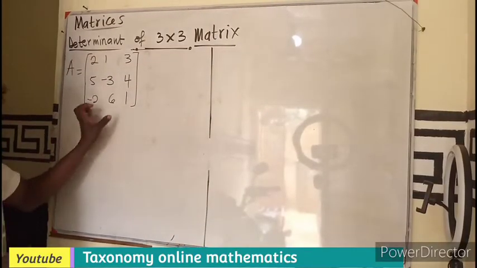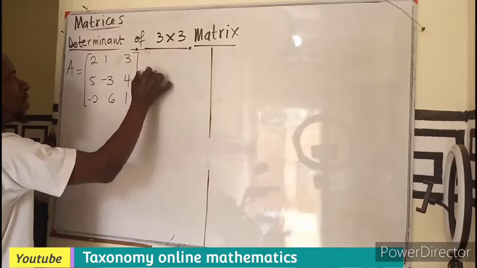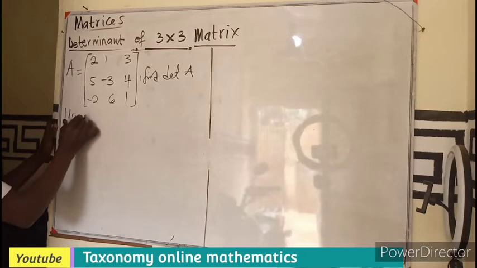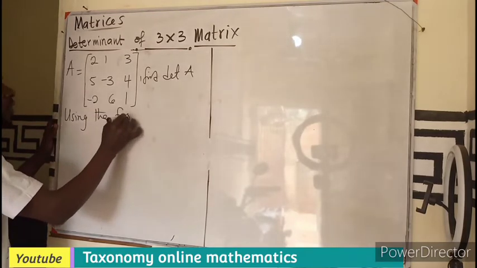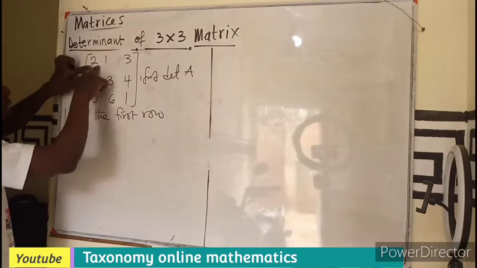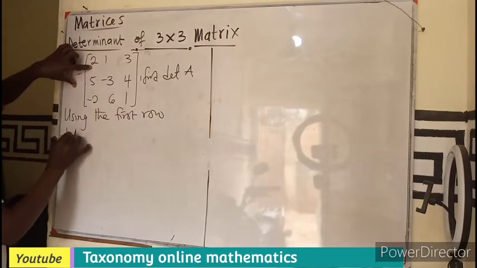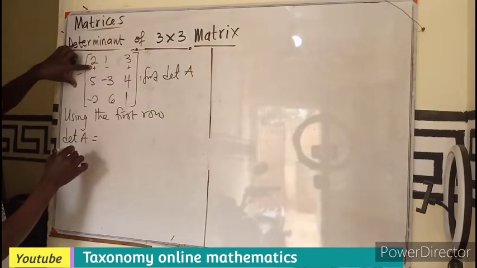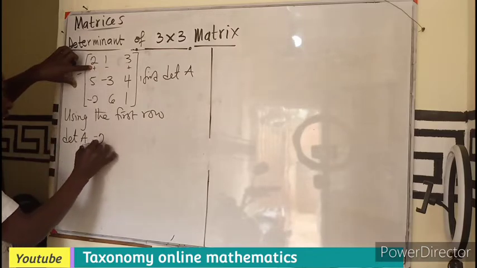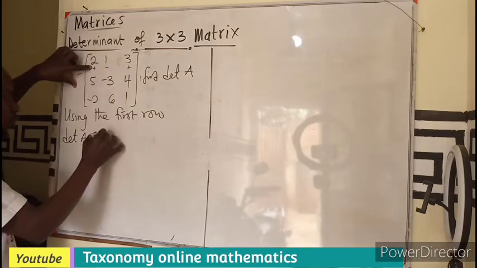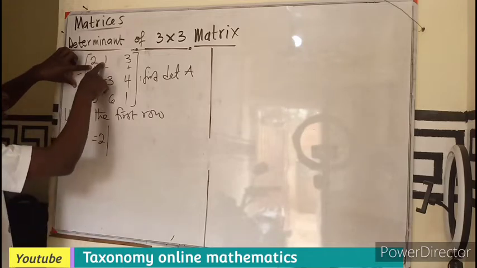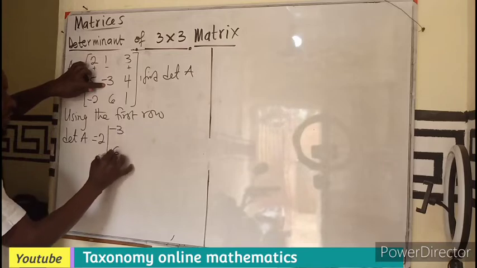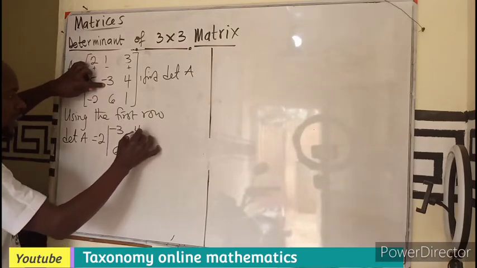Okay, so we are going to find the determinant of A. I'll be using the first row, which is using all of this. My determinant of A is going to be, don't forget, plus, minus, plus. I believe you remember. So this is going to be taking 2. If I take this 2, I find all this covered up, so I'll be left with minus 3, 6, 4, 1.